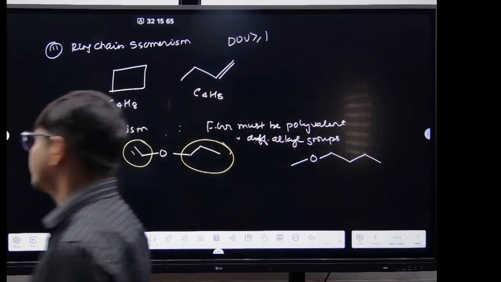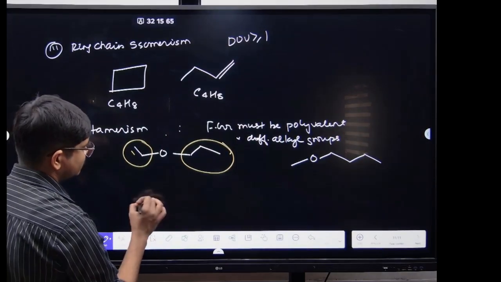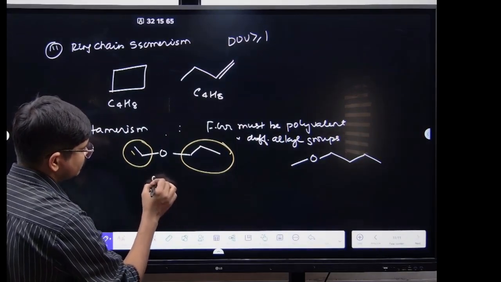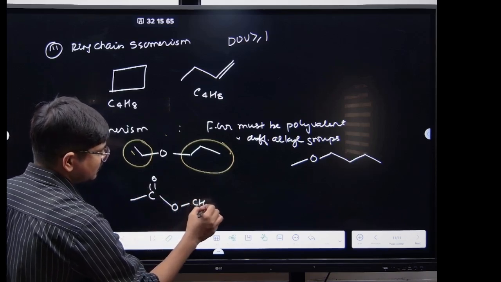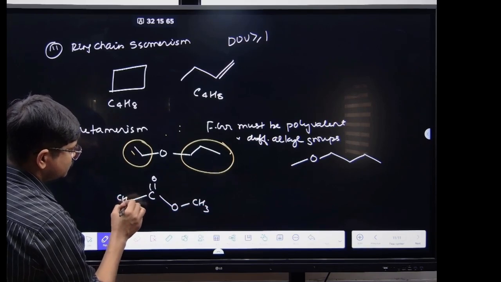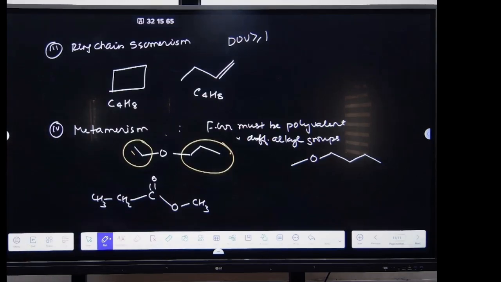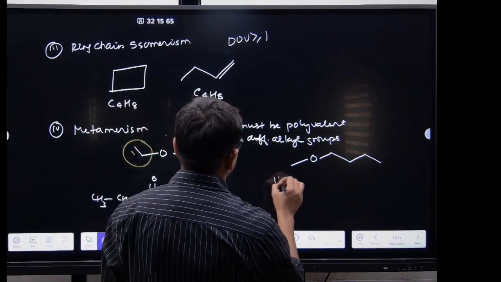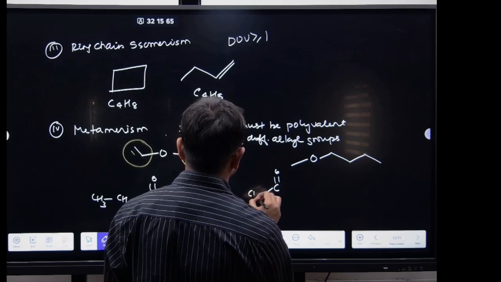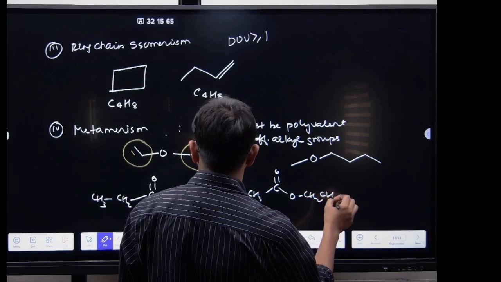Got it? Now the next one, we can see one more. Suppose you have this example, ester. Let's suppose this is the example of the ester one. Clear? You have CH2, you have the CH3 one. Got it? Understood? Someone wrote this compound like this: C double bond O. Here you have the CH3 and you have the OCH2 and the CH3 one.